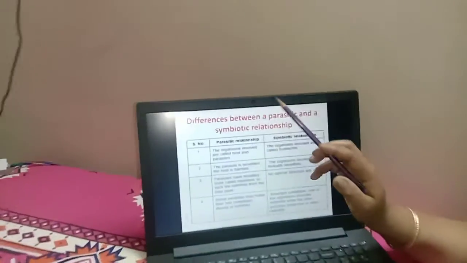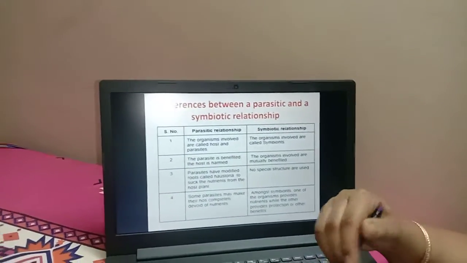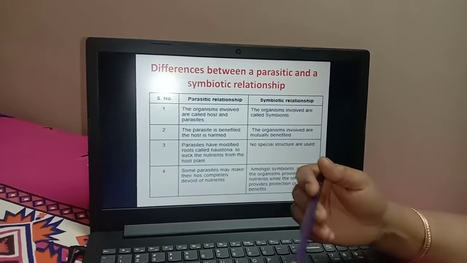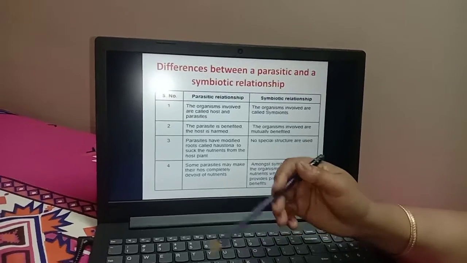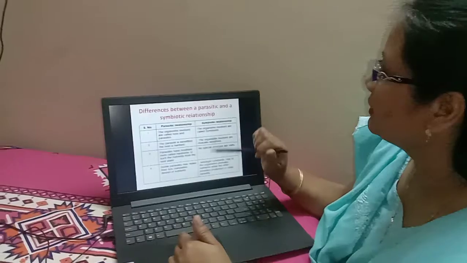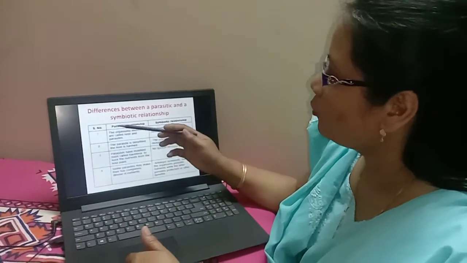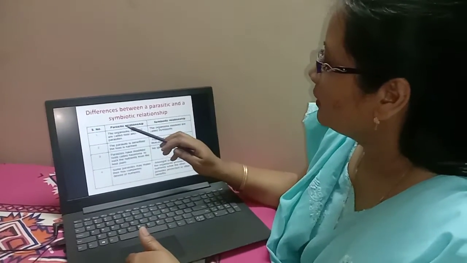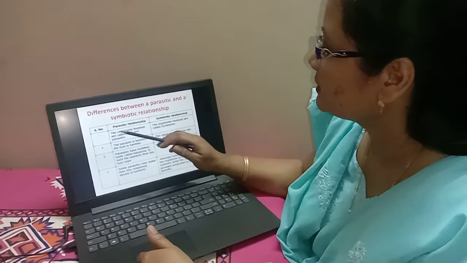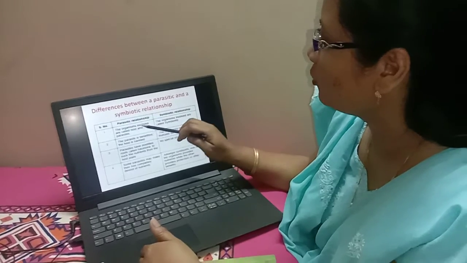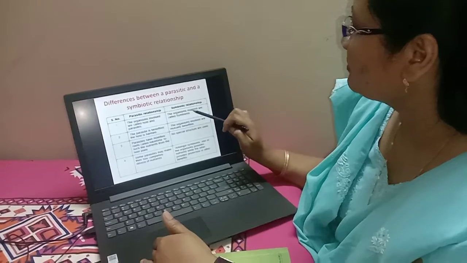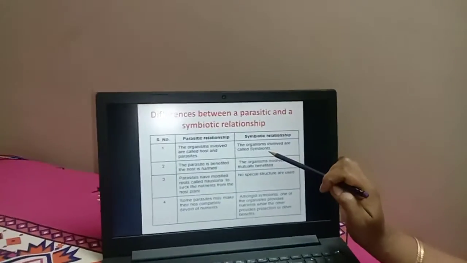Now, how can we differentiate if it is a relationship of parasite and host, or a symbiotic relationship? So what are the differences between a parasitic and a symbiotic relationship? Okay, let us see. So 4 points I have listed there. First of all, in parasitic relationship, the organisms involved are called host and parasite. Then in symbiotic relationship, the organisms involved are called symbionts.